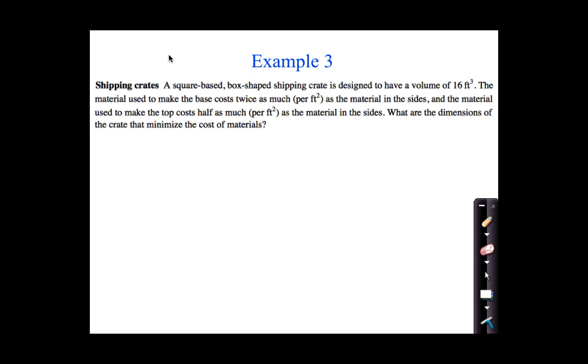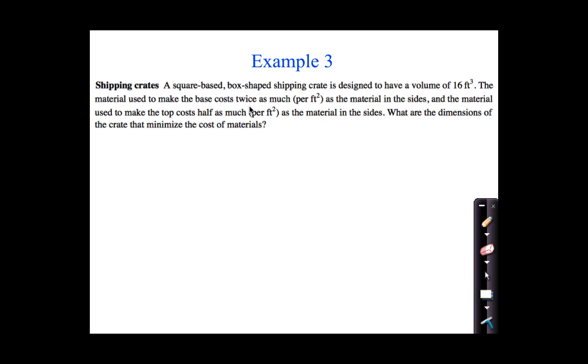But in any case, a square-based box-shaped shipping crate, so just a standard box, but boxes could be pyramid-shaped or anything else. What you think of normally when you think of a regular box is supposed to have a volume of 16 cubic feet. The material used to make the base is thicker, maybe, and costs twice as much per square foot as the material in the sides, and the material for the top costs half as much as the material in the sides. So we don't actually have any costs specifically here, just relative costs.